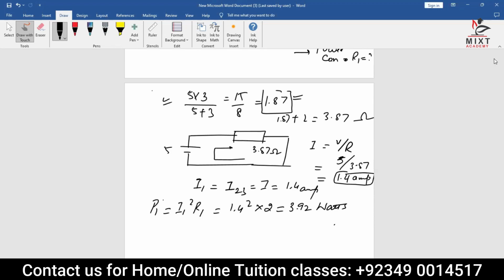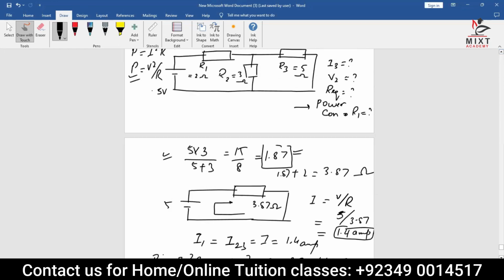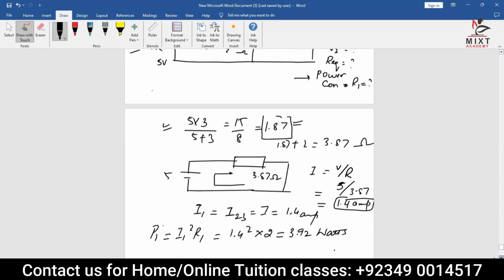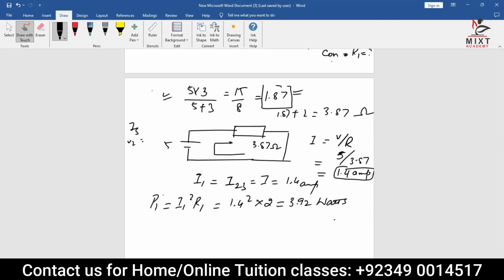Now, what else do you need to find out? Let's check it out. You have to find out I3 and V2. Now, let's do that. I23 is known already, so let's go for V23. So V23 is equal to I23 multiplied by R23. I23 is 1.4, R23 is 1.87. So what is the value? 2.62. Okay, 2.62 volts, right?